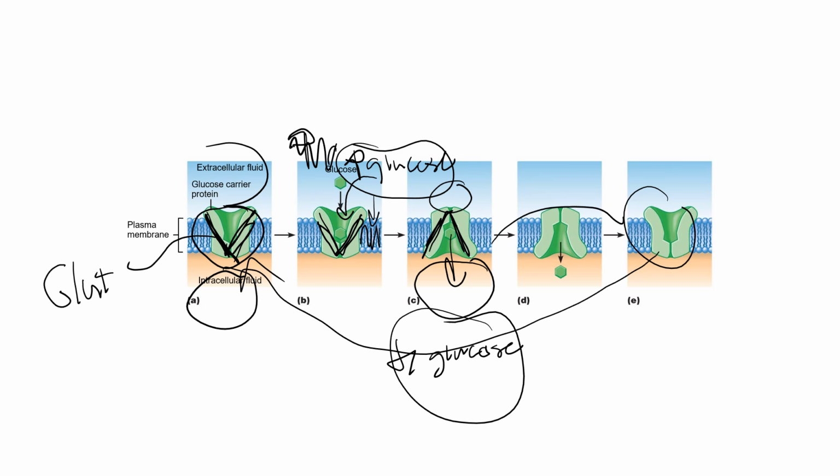And then another molecule of glucose can come in, bind to the integral protein, and it can change its orientation to allow the glucose molecule in again. Okay.